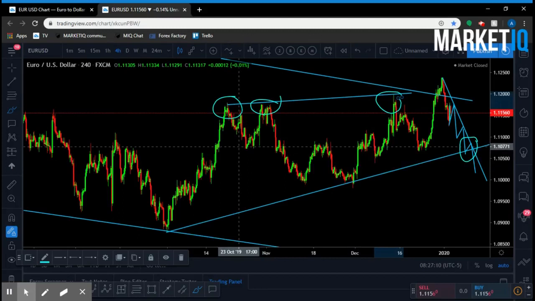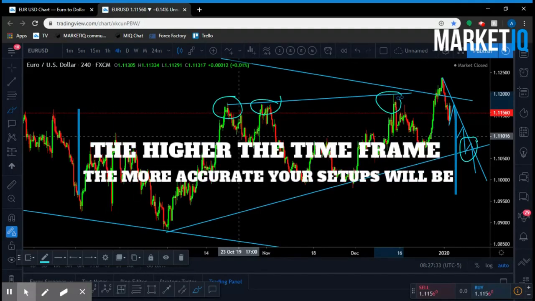So to conclude, we just need to look at the higher time frames, build the story, get a good idea of what's coming next, and that's when we drop down and use the lower time frames to get better entry prices. So the higher the time frame, the more likely your analysis will play out.